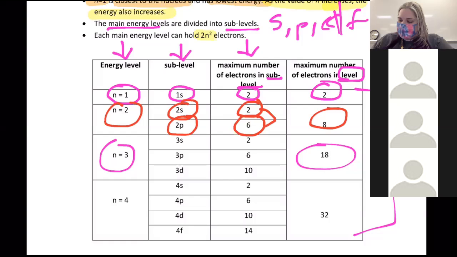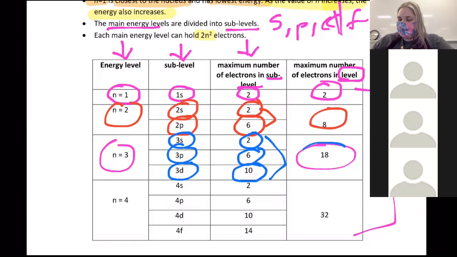So when I get to the 3rd energy level, I have a 3S, I have a 3P, and then I also have a 3D. So I have 2 from the S, 6 from the P. D sublevels can hold up to 10 electrons, okay? So then if I add those together, that's where this 18 comes from.